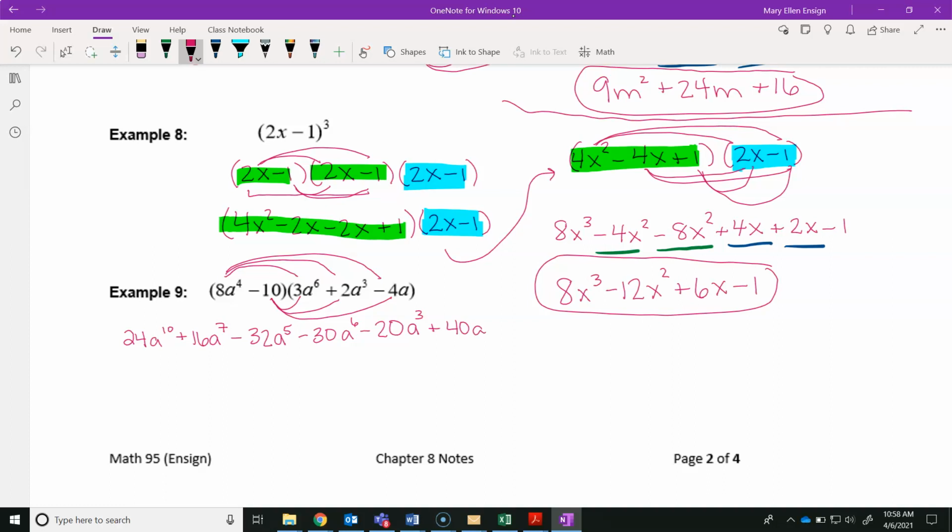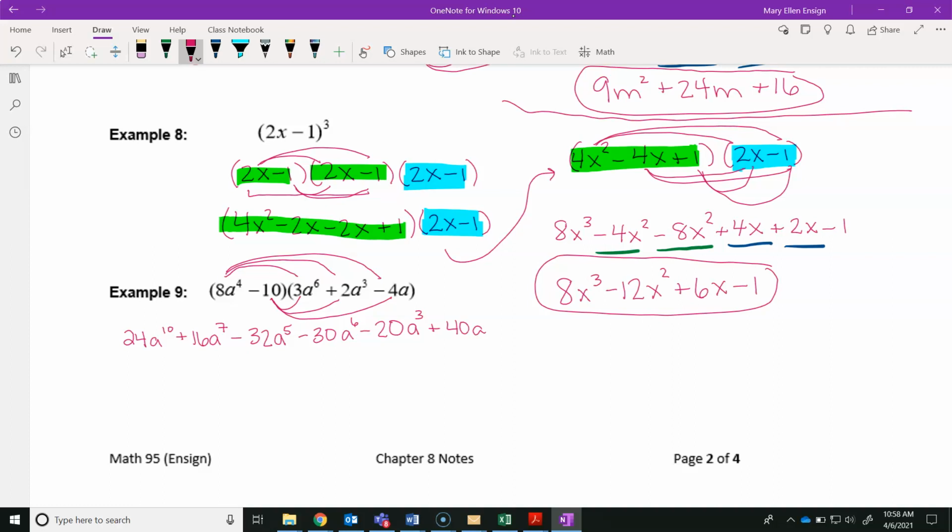Okay, so negative 30. Since this negative 10 does not have an a on it, the a's in the other terms do not change. Okay, so now I look, and when I look at this, I have a to the 10th, a to the 7th, a to the 5th, a to the 6th, a to the 3rd, a to the 1st. Just because of what I started out with and what I have for each of these variables, I did not end up with any like terms.